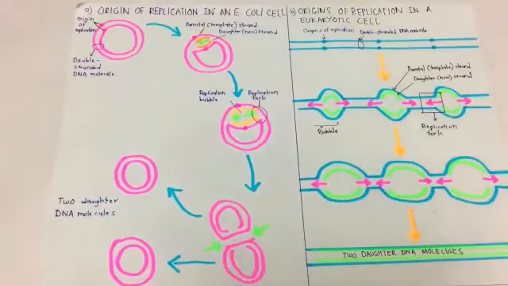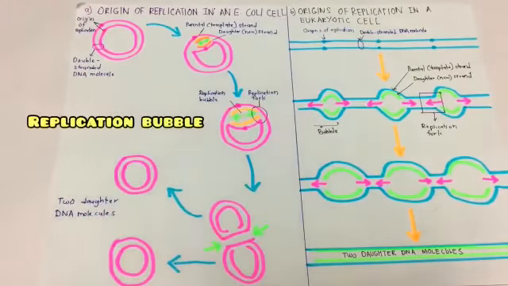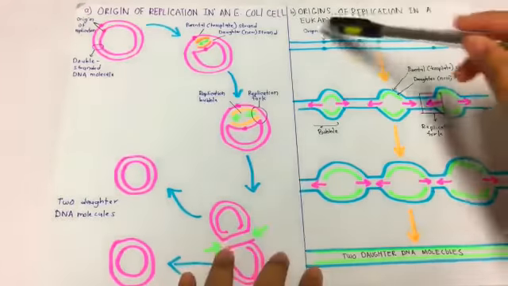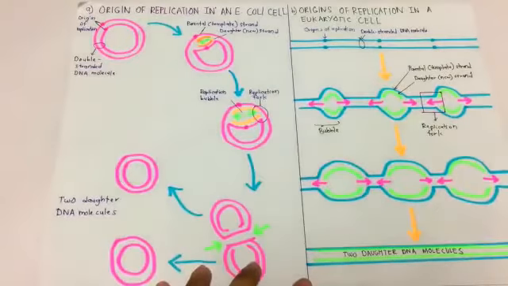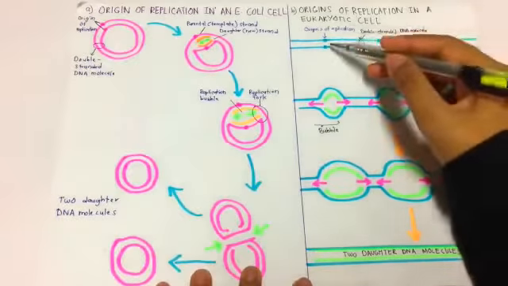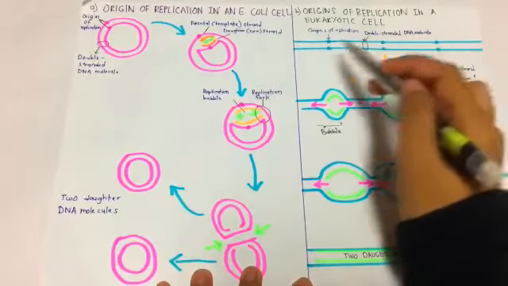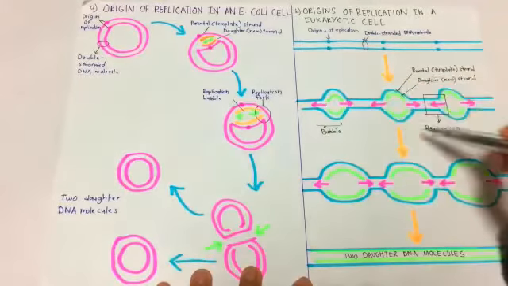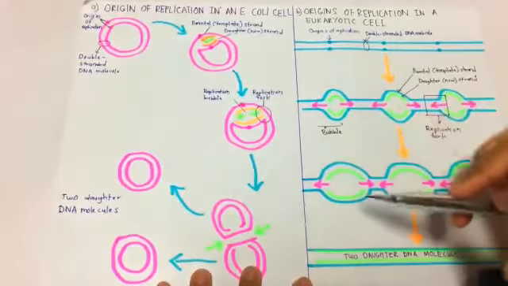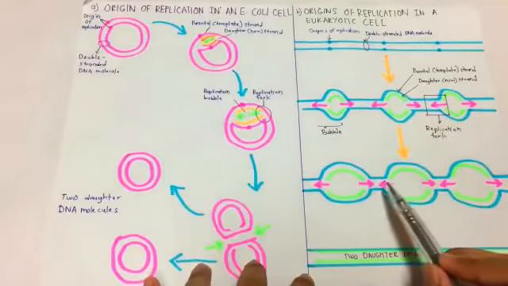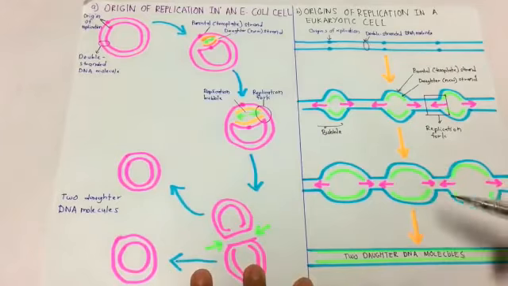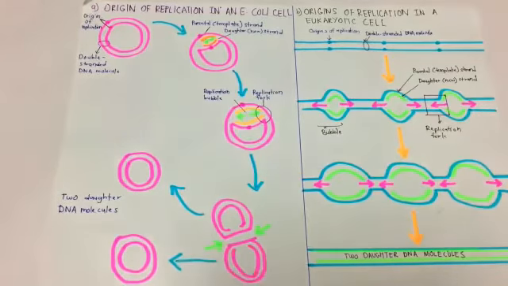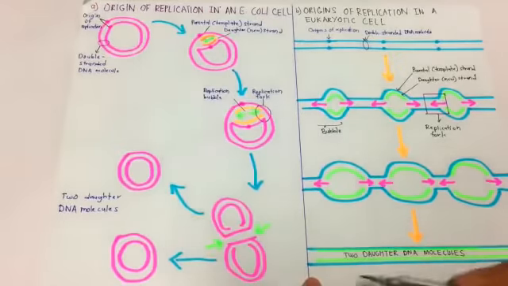Hi guys, in this video I will explain about replication bubble. In eukaryotic cell, they have multiple origins of replication. They're speeding up the copying of the very long DNA molecule. Replication begins at specific sites where the two parental strands separate and form replication bubbles. The bubbles expand laterally as DNA replication proceeds in both directions. Eventually, the replication bubbles fuse and synthesis of the daughter strands is complete.